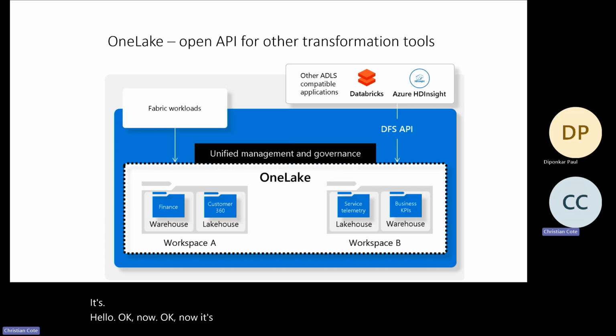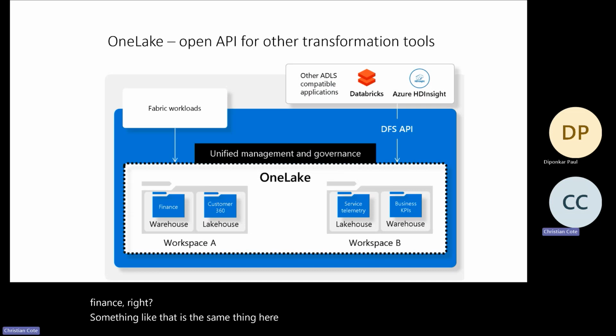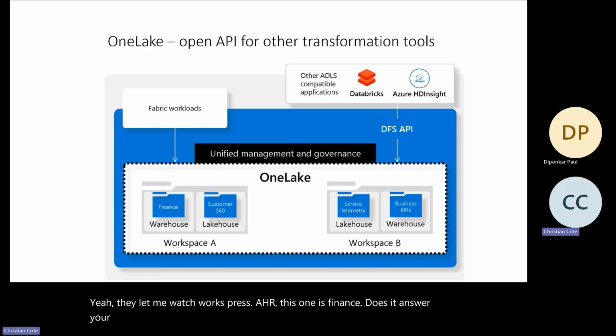Okay. So the workspaces, like with Synapse before, we have a workspace for HR, a workspace for finance, something like that. It's the same thing here. Let's say workspace A is HR and this one is finance. Does it answer your question? Why do we have different workspaces and different lakehouse and warehouse inside it?